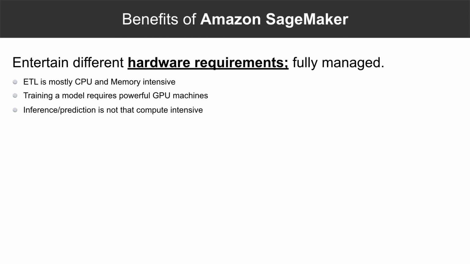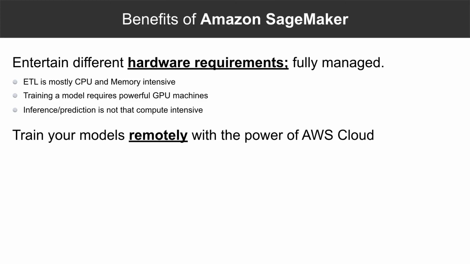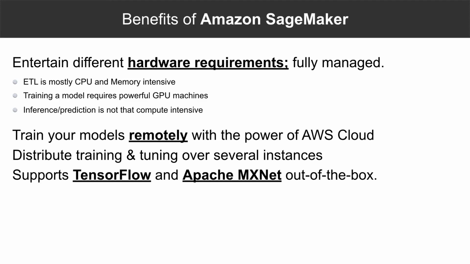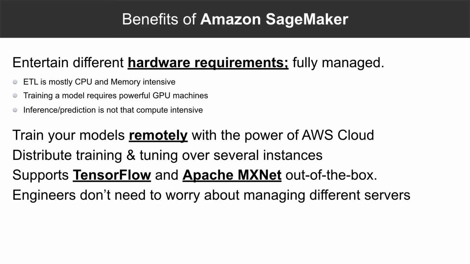You can train your model remotely with the power of AWS Cloud. You can distribute the training and tuning over several instances to speed things up. SageMaker supports TensorFlow and Apache MXNet out of the box, and engineers don't need to worry about managing different servers. One of the coolest features of SageMaker is automatic model tuning. The automatic model tuning service performs hyperparameter tuning using Bayesian optimization. Tuning hyperparameters tends to be painfully slow, but SageMaker reduces execution time significantly by distributing the compute workloads across many instances.